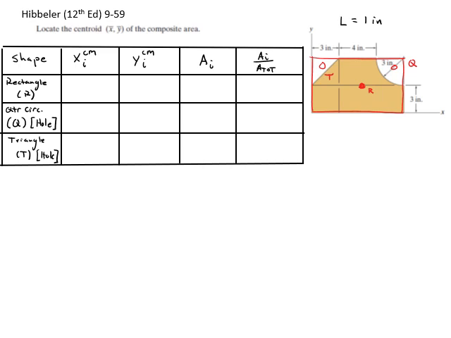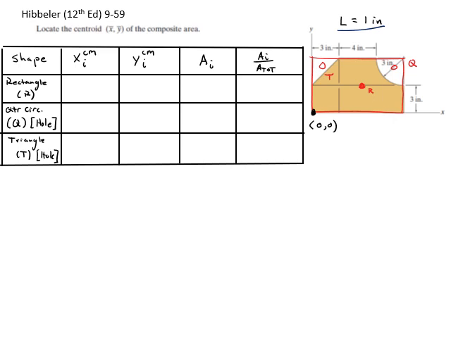For those three shapes, just because I don't really like dealing with numbers that much, I'm going to write L is equal to 1 inch. So I'm going to use the letter L instead of writing 1 inch. Okay, now remember, all of these coordinates are measured relative to the origin, which is in the lower left-hand corner there, 0, 0. So let's deal with the rectangle first.